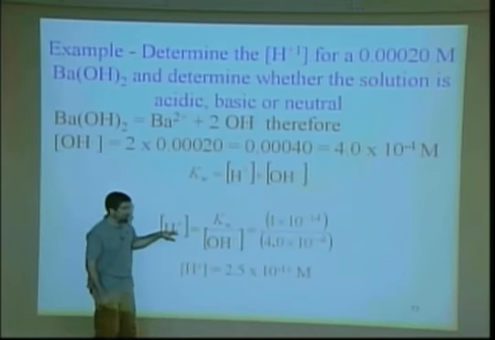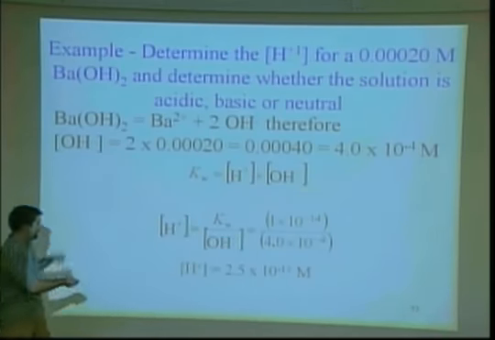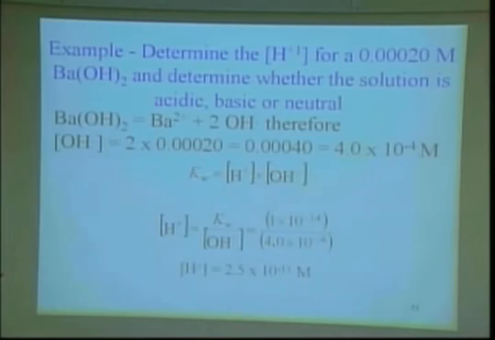Okay? So what is the hydrogen concentration? It is whatever Kw is divided by the hydroxide when I pull that over here. So I've got 1 times 10 to the minus 14, and I've got 4 times 10 to the minus 4 for my concentration there, and it's just a simple division problem. My answer is 2.5 times 10 to the minus 11.